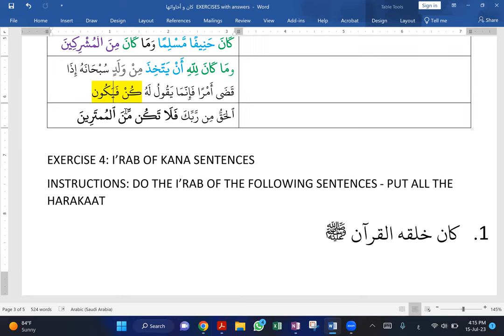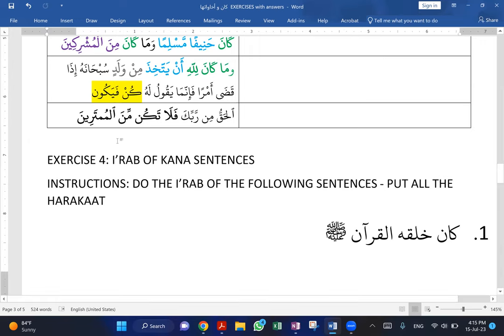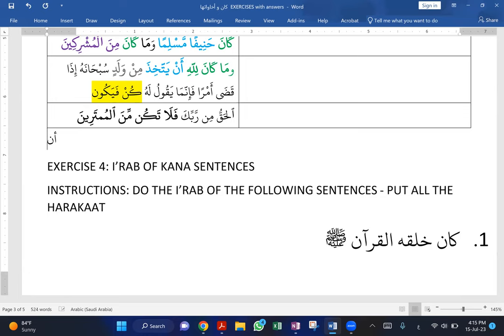Because, for example, if I say ana dhahibun, let me type it here so that you can see. Let's make it appropriate: ana dhahibatun. I am the doer. Dhahibatun is the event, the action that is taking place. So when you have an action and a time of that thing taking place, then that is complete.